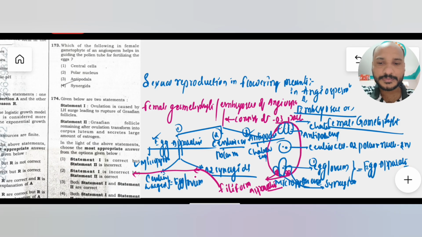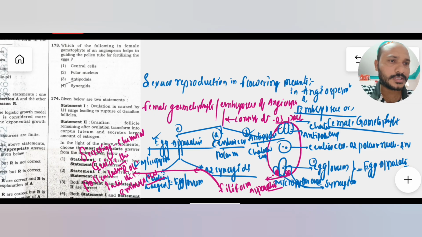The main role of this filiform apparatus is that it secretes some chemicals, and those chemicals guide the pollen tube into the embryo sac. Very important. The important role of this filiform apparatus is secreting chemicals that attract the pollen tube, and hence the pollen tube entry into the embryo sac takes place.